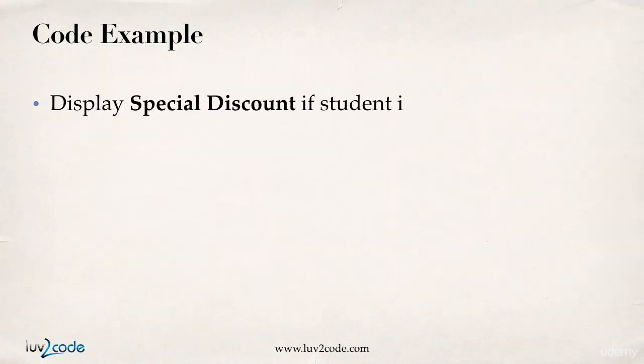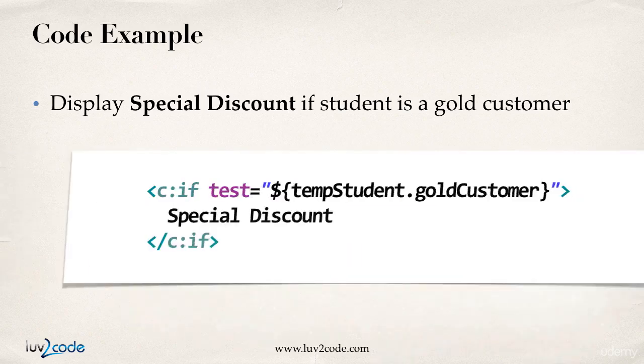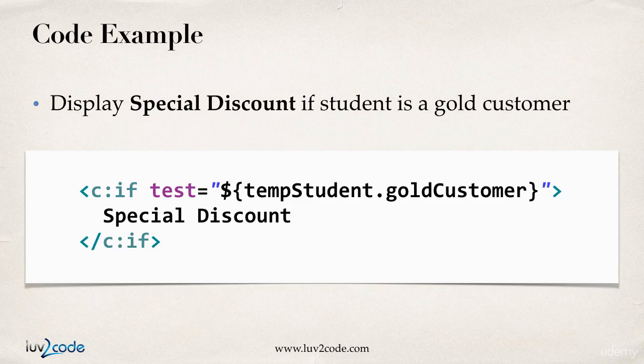So what we'd like to do is display special discount if the student is a gold customer. So here's a little code snippet of using this if tag. Basically we say if, and then we give test equals, and then we specify what we're testing. So here I have a JSP expression, temp student.gold customer.